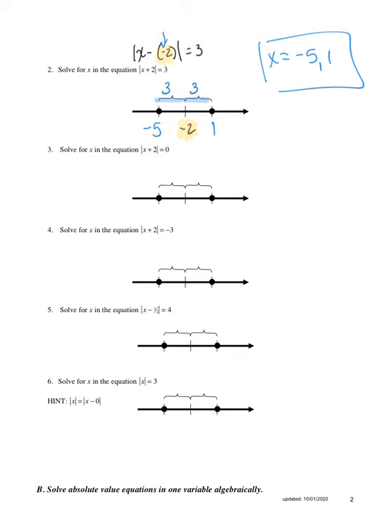Where am I starting on the number line? Well, keeping in mind that it's difference, I'm starting at -2, and what distance am I going in either direction? Oh, I'm going 0, so I'm not going anywhere. So I'm staying right here. So what would the solution set be for this one? The solution set would just be -2.